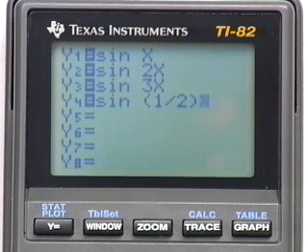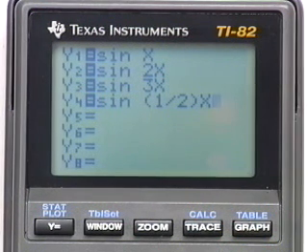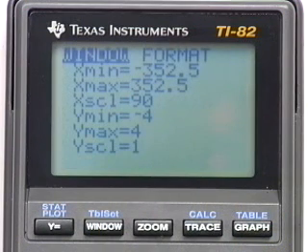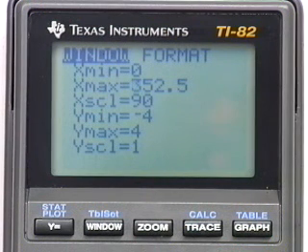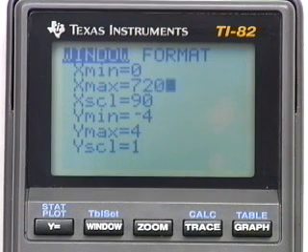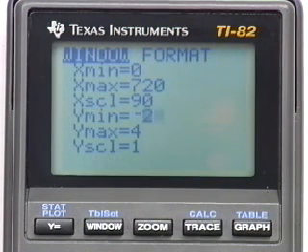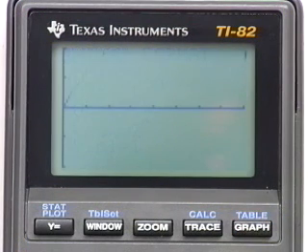sine of 1/2 x. I'm going to change my window to go from x equal 0 to x equal about, let's see, how about x equal 720 degrees. That'll be twice 360. And I want to change my y values from -2 up to +2. Okay, let's look at these graphs.